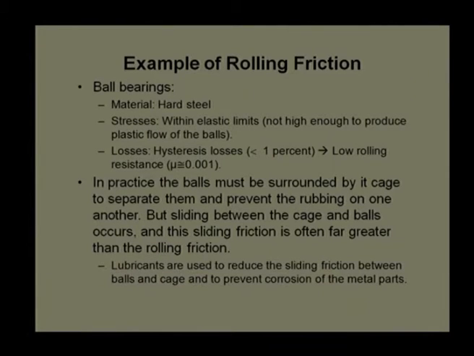However, I am just providing two simple examples on this slide. The ball bearings we are assuming are made of hard steel, intentionally made with hard steel. So, the deformation is negligible, it can really roll, or the roll to sliding ratio is very high. Now, the second assumption here is that the load which is applied is within elastic limits, it is not high enough to produce any plastic flow of the ball, there is no plastic deformation.